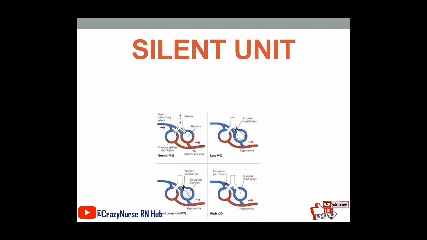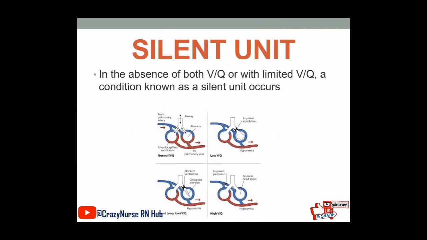We also have your silent unit. In the absence of both ventilation and perfusion, or with limited ventilation and perfusion, a condition known as silent unit occurs. So the problem here is there is an absence of these two mechanisms. So it is seen with pneumothorax and severe acute respiratory distress syndrome, or your ARDS.